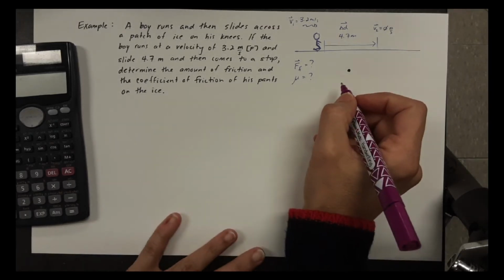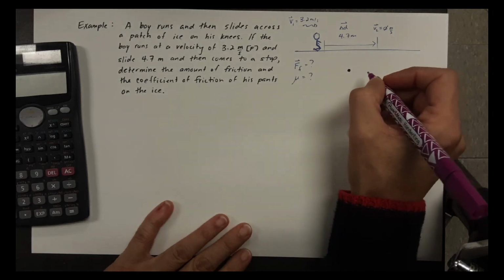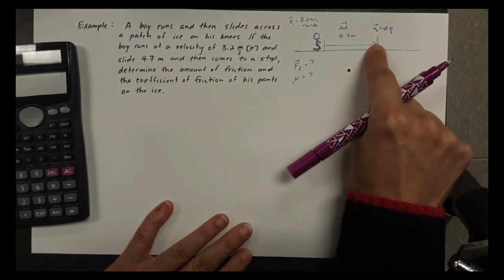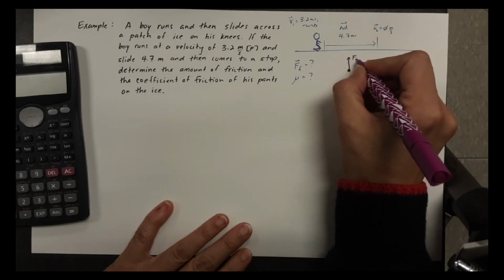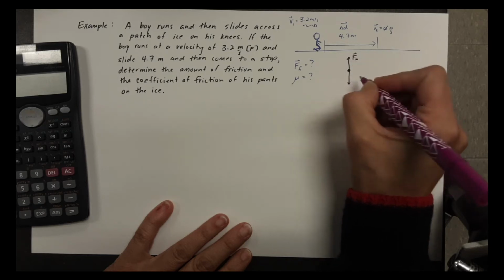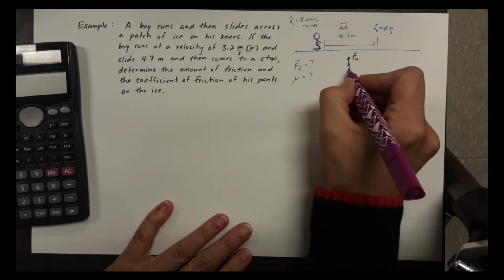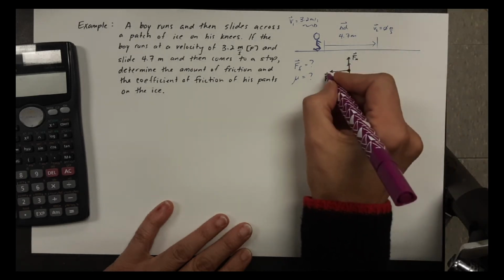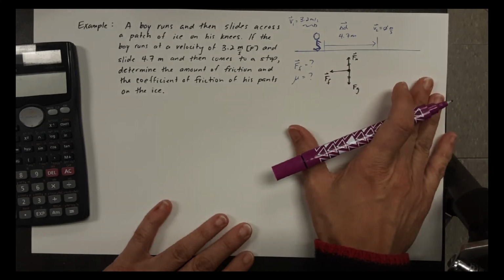Okay, so let's continue with our free body diagram. Now remember, on our free body diagram, we only put forces. So I'm only concerned about this point where the boy is sliding. So there is a normal force, there's a force of gravity, and those happen to be equal, and then there's the force of friction. And that's what's stopping the boy, and that's it.